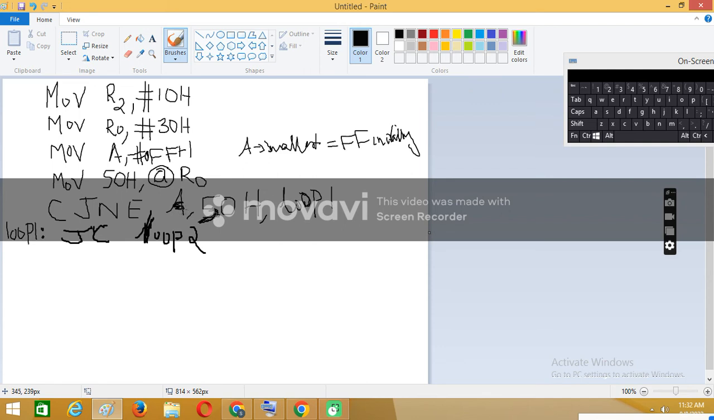So smallest number in accumulator means it is doing A minus content of 50. Smallest is A means it will generate a carry. Smallest minus content of largest will generate a carry. So if carry is there, A is smallest. I am happy with that. I can go to the next number. Next number is where? 31. So R0 is 30. So INC R0.